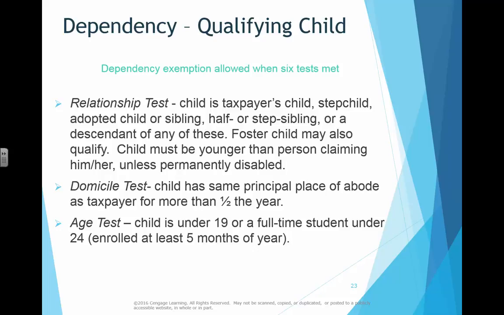Does the child have the same principal place of abode as the taxpayer for more than half the year? But if your kiddo's in full-time college, they don't need to actually be in your house. They're still considered in your abode, even if they're in the dorms or wherever. Is the child under 19 or a full-time student under 24? If you're going to have a lot of these, you need to pull up these slides and go one by one through the tests. They have to meet all of them.